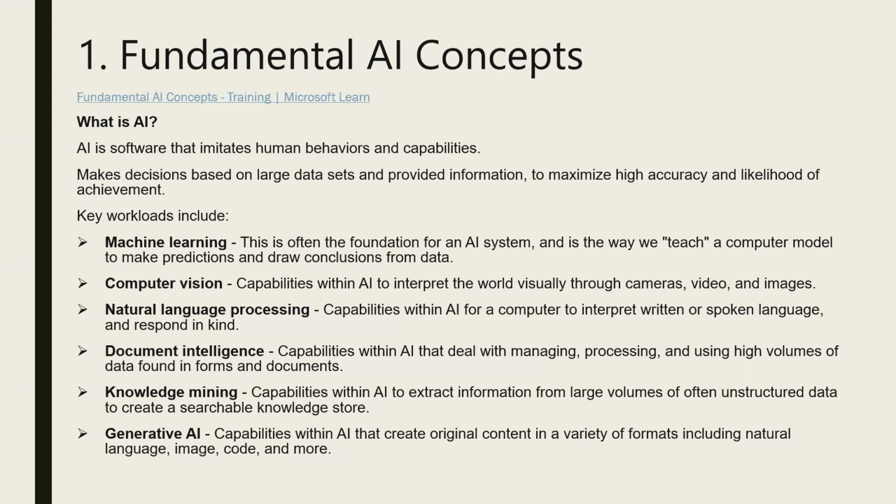And when we talk about AI, it has different key components. One is machine learning, which is one of the sub-wings of AI. Machine learning is the process via which we teach a computer model how exactly it has to do the prediction and come to the conclusion.